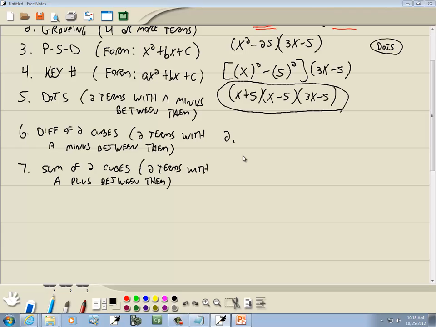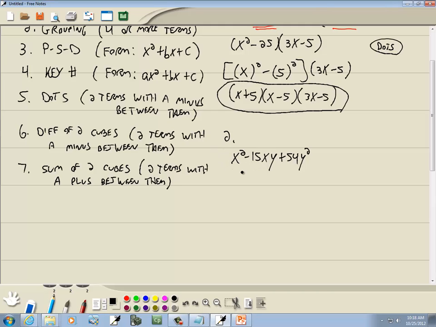Let's look at our second problem here. We got x squared minus 15xy plus 54y squared. First method, GCF. All three terms don't have anything in common. Second method, grouping. Well, that's when you've got four or more terms. This is three terms. PSD: x squared, x, and no number in front of the x squared.